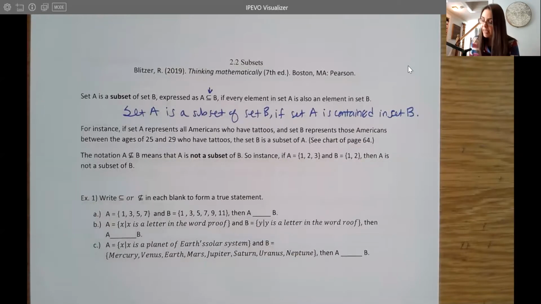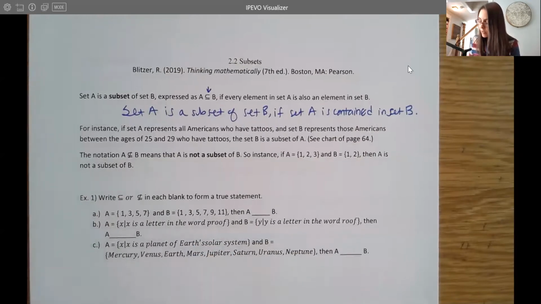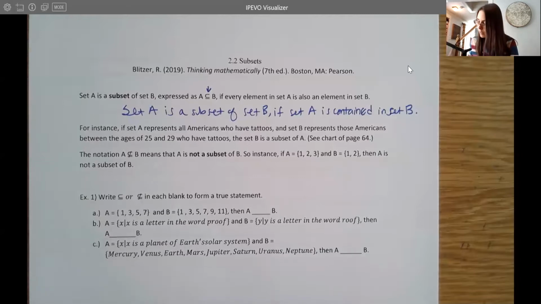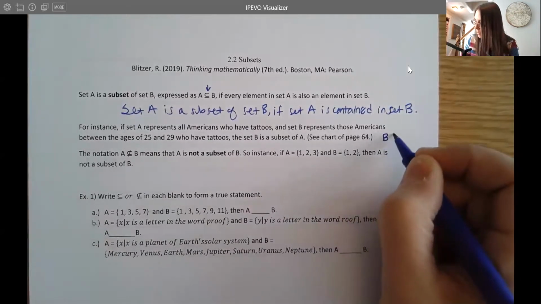For instance, if set A represents all Americans who have tattoos, and set B represents those Americans between the ages of 25 and 29 who have tattoos, set B is a subset of set A. And you can look on page 64 as well to see more numbers there. So we're saying that set A is all Americans who have tattoos. Set B are just those Americans with tattoos who are between 25 and 29, right? So set B is part of set A. It's contained in it. So it is a subset. We could write B is a subset of A.